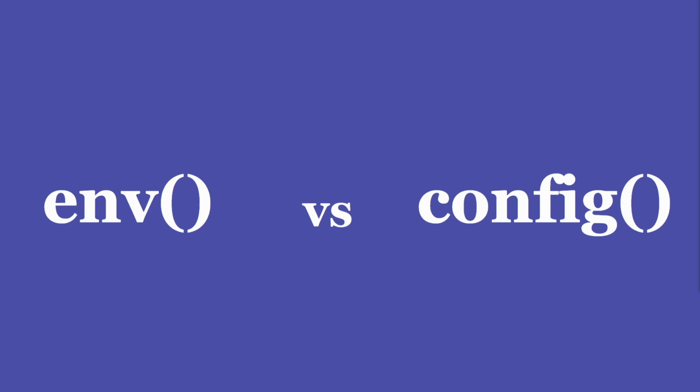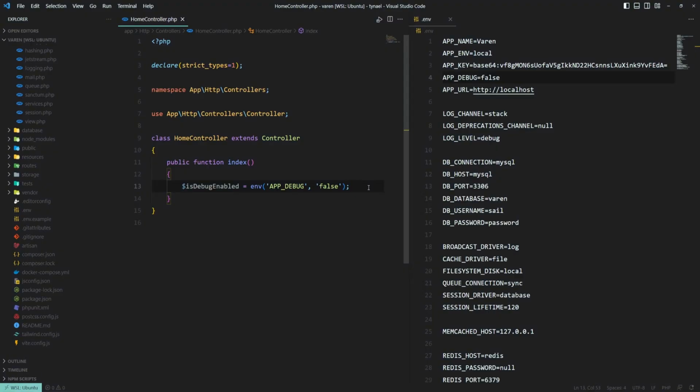Let's get started. The env function is used to retrieve values from your application's environment file, the .env. This function is primarily used for accessing sensitive information such as API keys, database credentials, and other environment-specific configurations. Going back to the function, if the key does not exist, meaning in my case APP_DEBUG, it will return a default value, which in my case is false, and if this value is not provided, then it will return null.